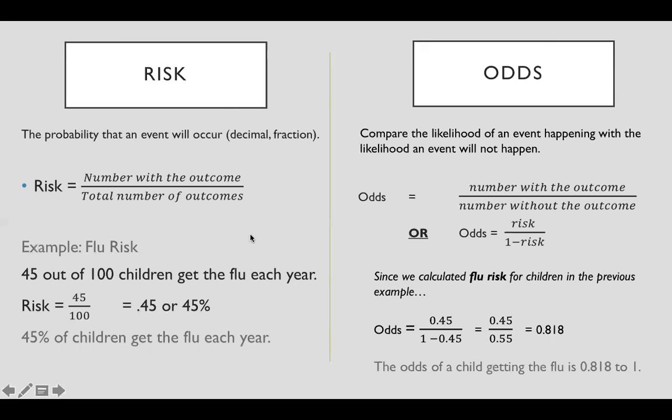Since we calculated flu risk for the previous example, we can calculate our odds using the second formula. We take 0.45 divided by 1 minus 0.45, and we get 0.818. So we can say that the odds of a child getting the flu is 0.818 to 1.